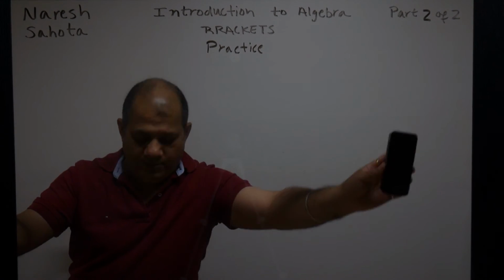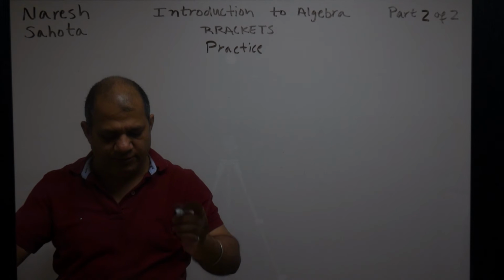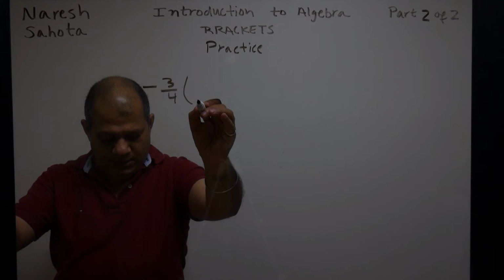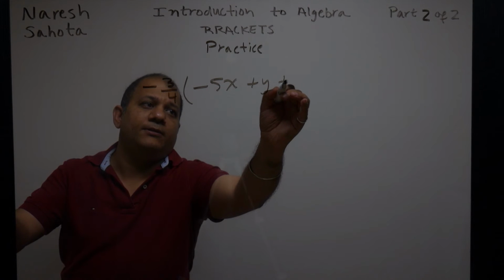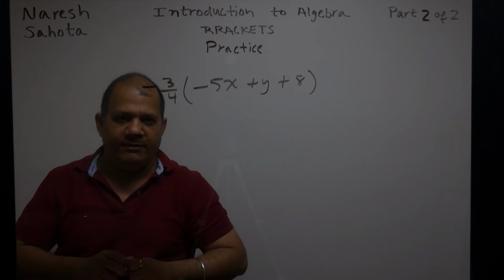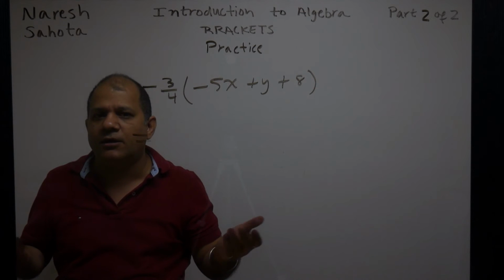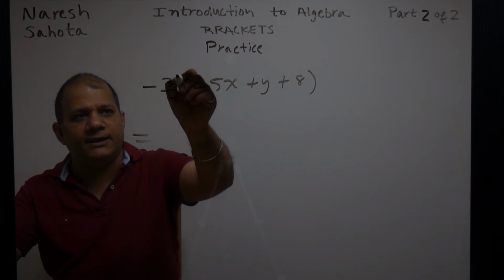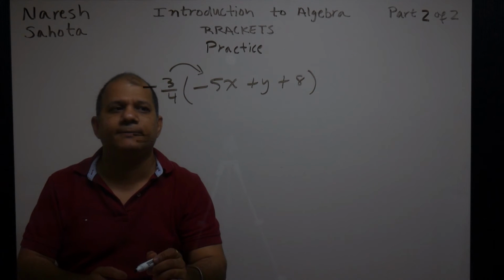Maybe we should do something with a fraction. Okay, yeah, let's do a fraction. If I have something like negative 3 over 4 times, let's say, negative 5x plus y plus 8. So here we have a fraction. It doesn't matter what we have; we can have fractions, we can have decimals. Our concept is very simple, and we apply the same concept. So multiply this factor of negative 3 over 4 with each and every term inside the bracket.